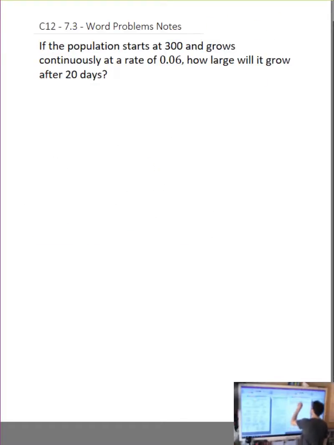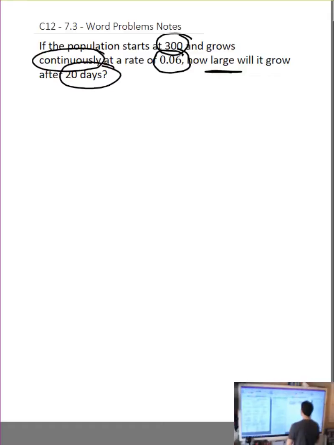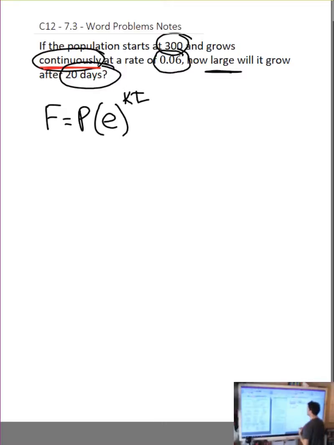Okay, if a population starts at 300 and grows continuously at a rate of 0.06, how large will it grow after 20 days? So if you ever see the word continuously on the formula sheet, we have a formula specifically for that. That formula is future equals present times e to the kt, where k is the rate, t is the time, and e is the exponential growth base.